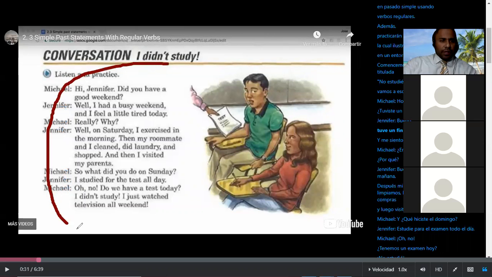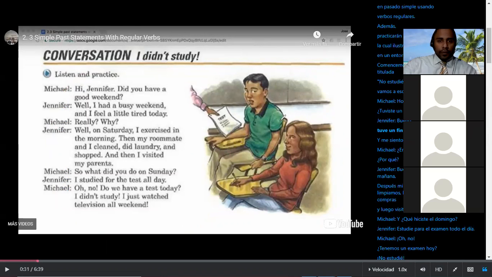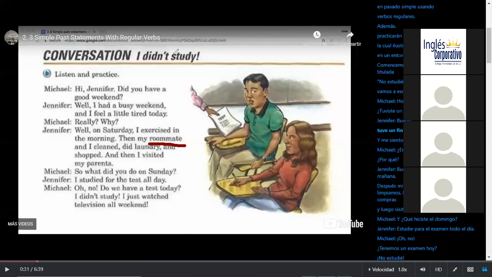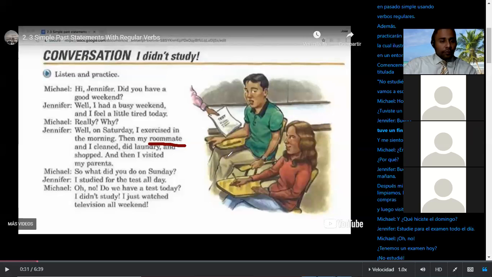Okay, do you have any questions related to the pronunciation or the meaning of this vocabulary? No, teacher. Nobody? What is the meaning of roommate? Roommate es la persona con la que compartes una casa. Compañero de casa. Okay. Teacher, I have a question. Yes? The correct pronunciation is I just watched television. Okay. Another question?